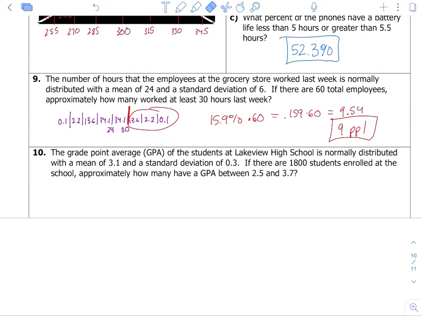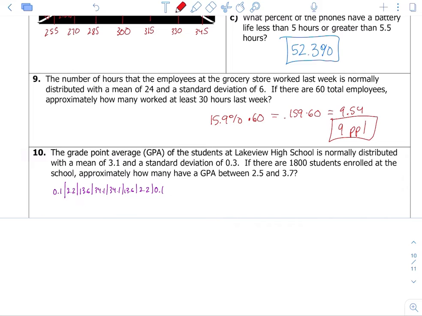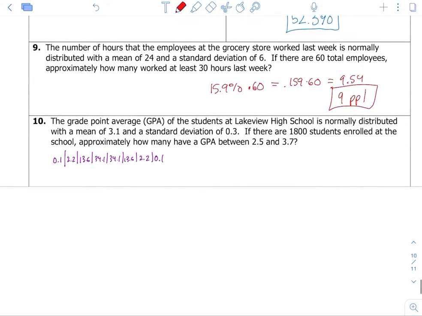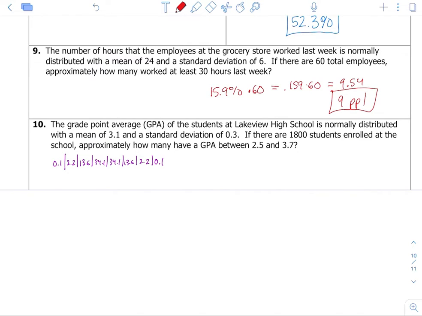Okay, I'm going to use this exact same chart for the one on the bottom. The grade point average, the GPA of a student, is normally distributed with a mean of 3.1. Standard deviation is 0.3. So that means you guys could go out 0.3 from this mean: 3.4, 3.7, 2.8, 2.5, and that looks good enough.